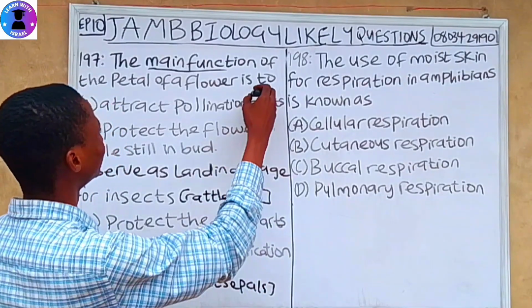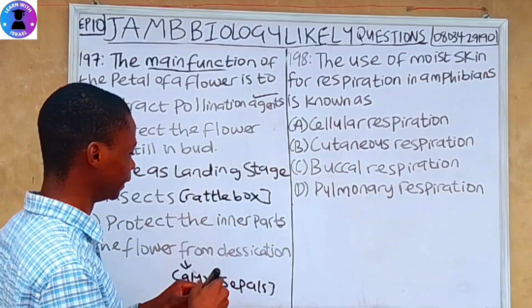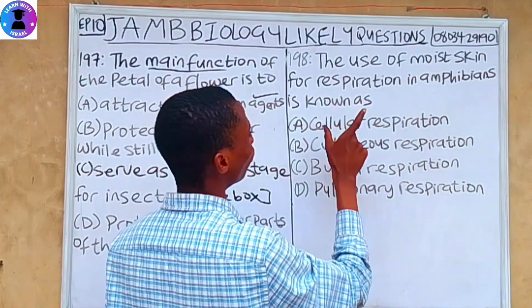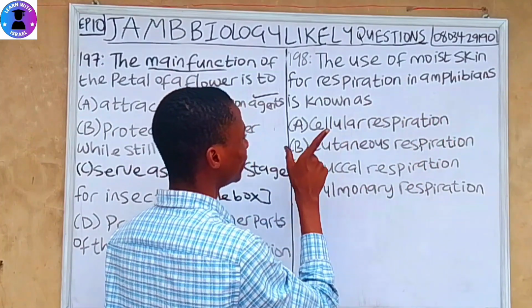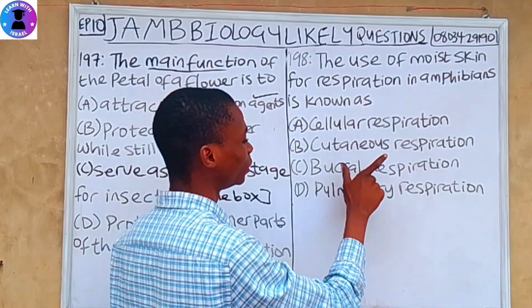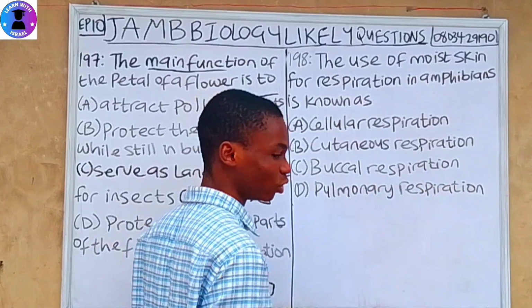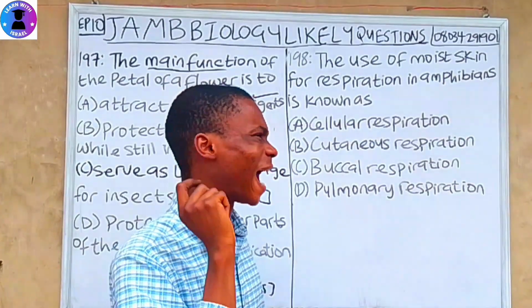So the correct answer is it attracts pollination agents. Question 198. The use of moist skin for respiration in amphibians is known as A. cellular respiration, B. cutaneous respiration, C. buccal respiration, D. pulmonary respiration. So I want you guys to be very attentive.